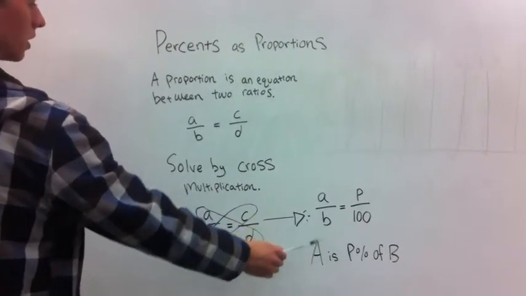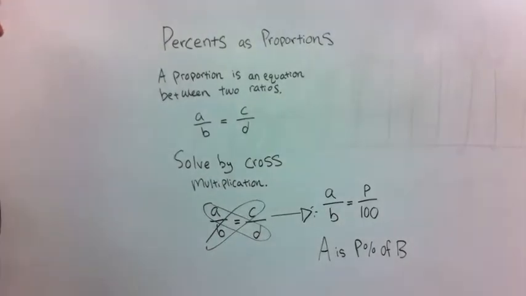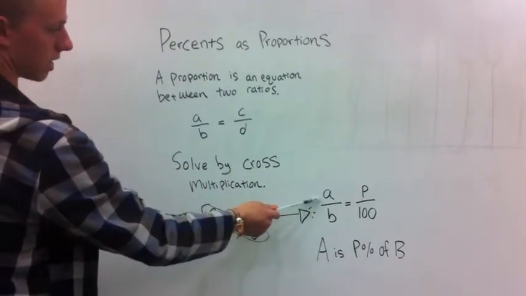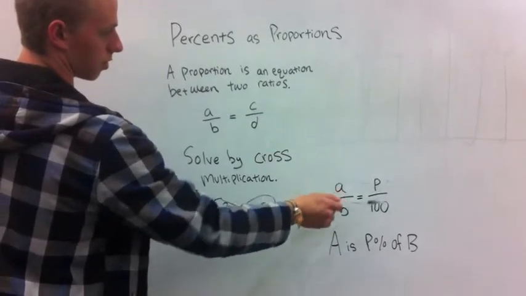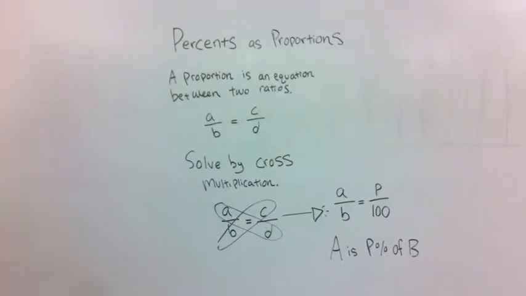And this is also the same thing as setting A over B equal to P over 100, which just shows that A is P percent of B, which is P over 100.